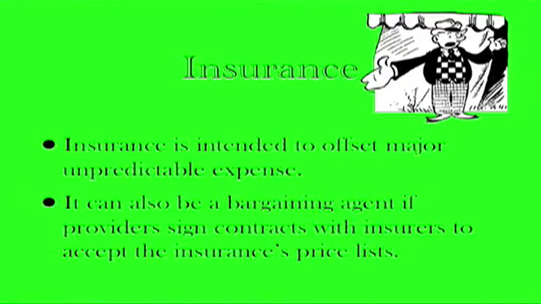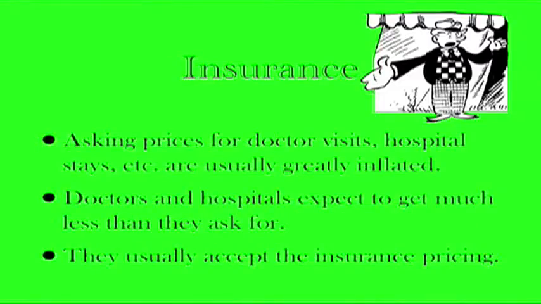Insurance. Insurance is intended to offset major unpredictable expense. It can also be a bargaining agent if providers sign contracts with insurers to accept the insurance price lists. Asking prices for doctor visits, hospital stays, etc., are usually greatly inflated, much higher than the doctor or hospital expects to receive. Doctors and hospitals expect to get much less than they ask for. They usually accept the insurance pricing.